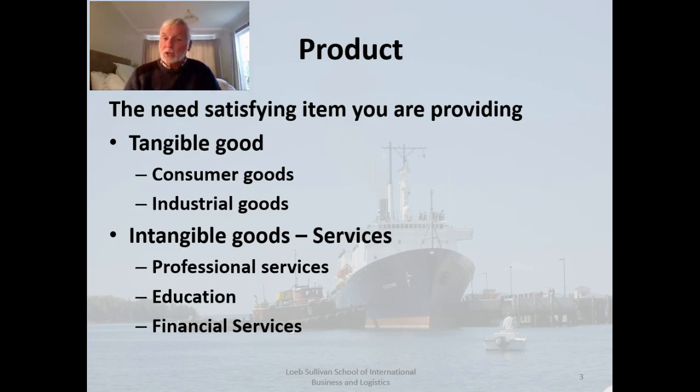So products can be tangible or intangible. Tangible goods can be consumer goods. Paper towels would be a consumer good for the most part. Or industrial goods, goods that are sold to businesses that then get used in the process of whatever the business is attempting to do. And they can also be services, professional services like accounting or legal services, even marketing services. Advertising agencies sell a service. So they're selling the promotion part of the 4 P's.